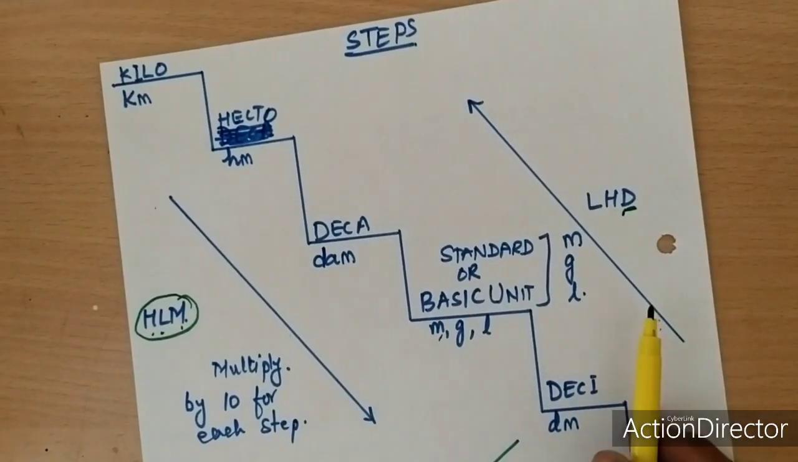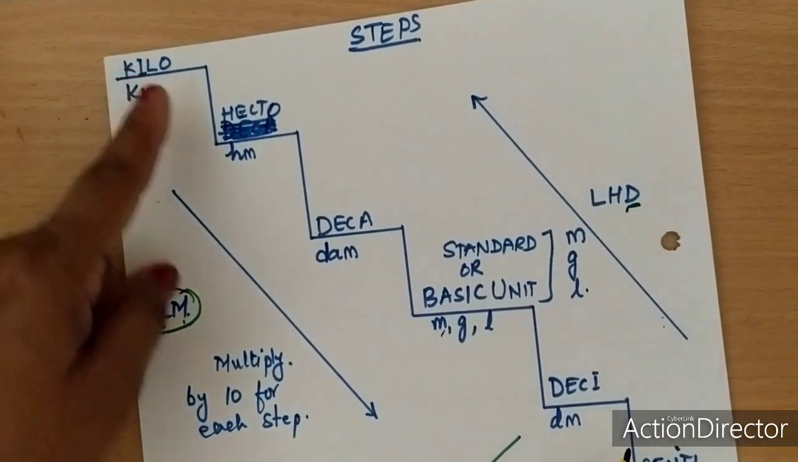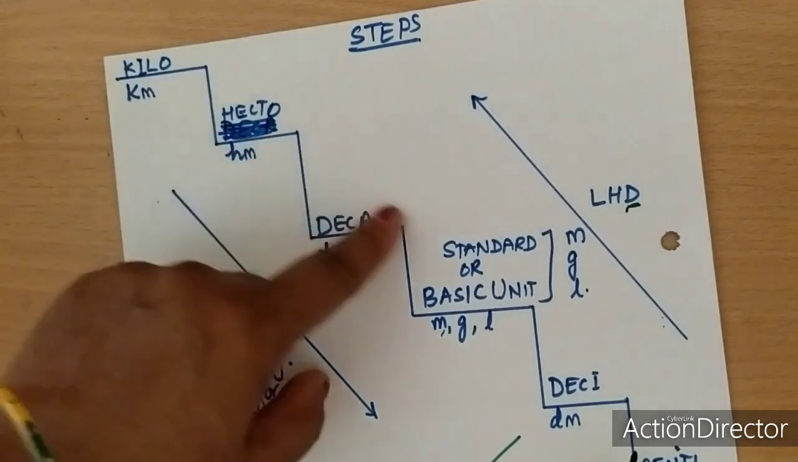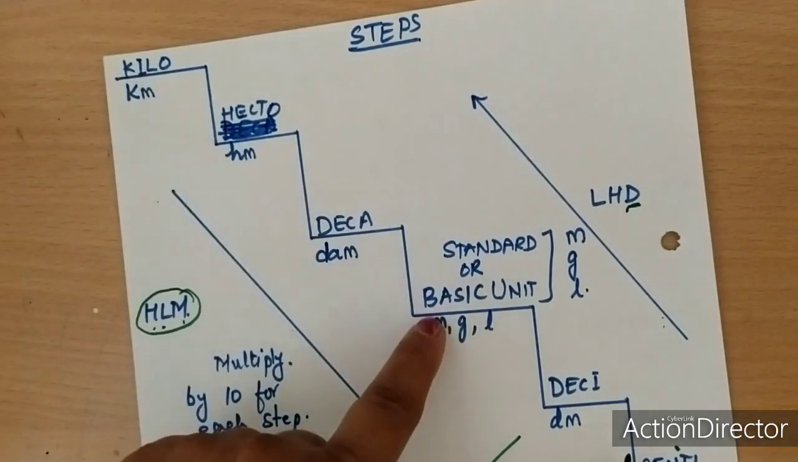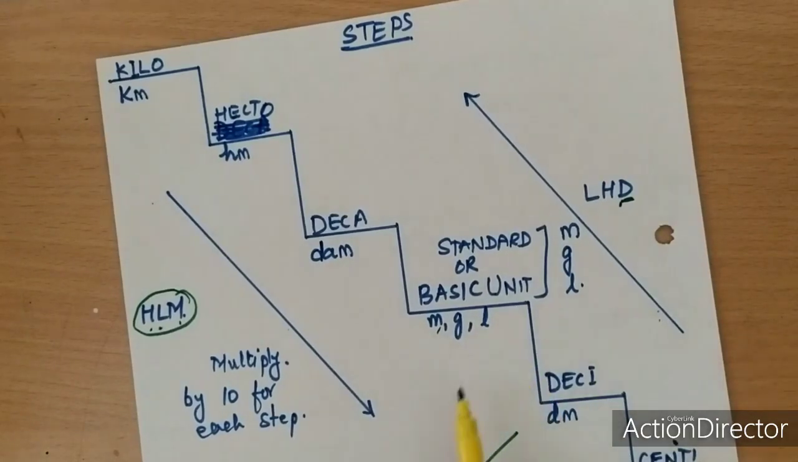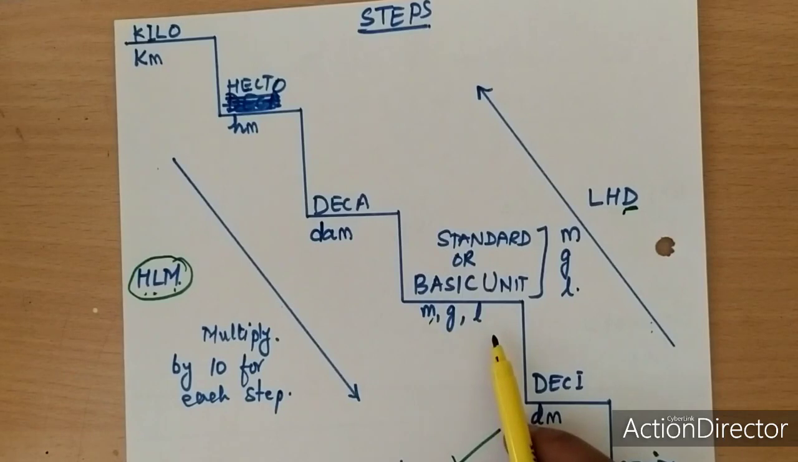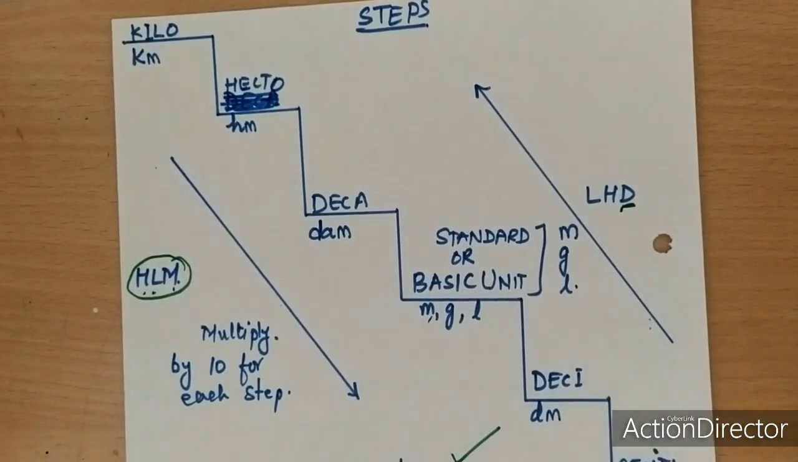That means 1000. On the other hand, when you are going to convert from kilometer to meter, how many steps are you taking? 1, 2 and 3. So 3 times 10 you are taking, that means you have to multiply by 1000 to convert kilometer to meter. In the same manner, you can take the standard unit of mass or capacity. I will show a few examples so that it is easy to understand.